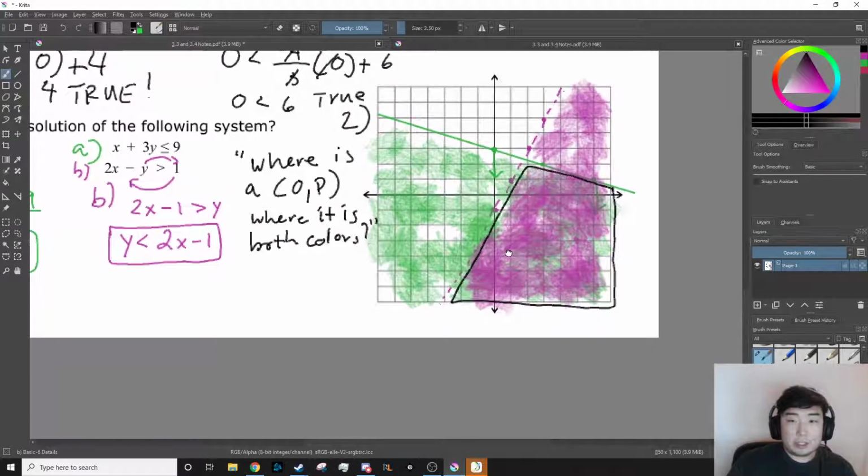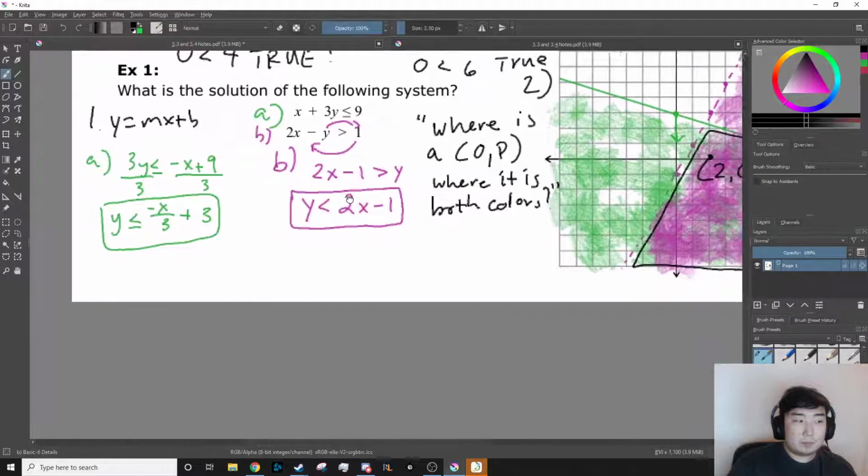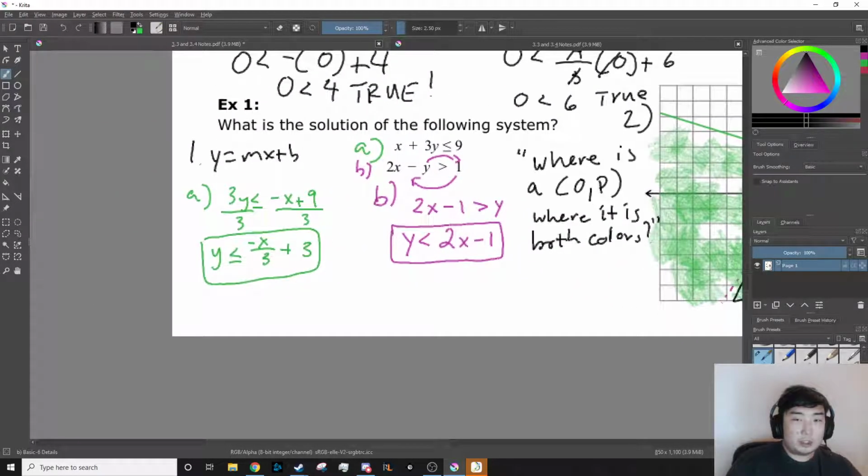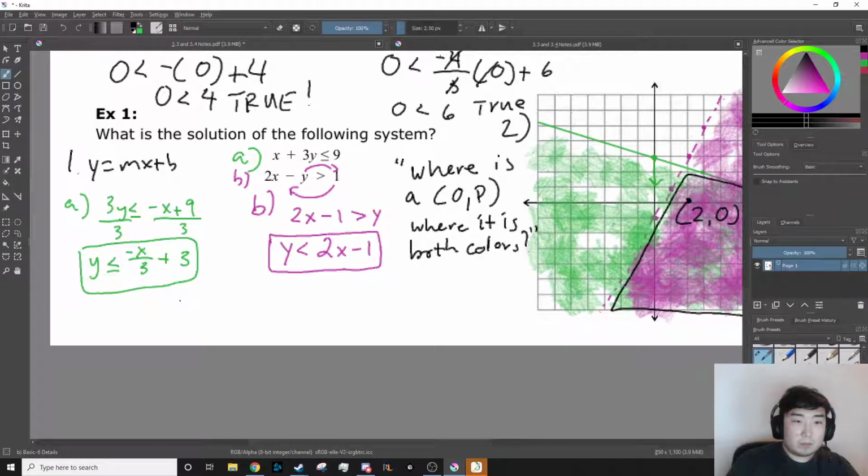So let's just choose a random coordinate. And I want to make my coordinate easy. I'm going to choose this coordinate right here, which is (1, 2, 0). And then I'm just going to test it out. Which is what? 0 is less than or equal to negative 2 over 3 plus 3.